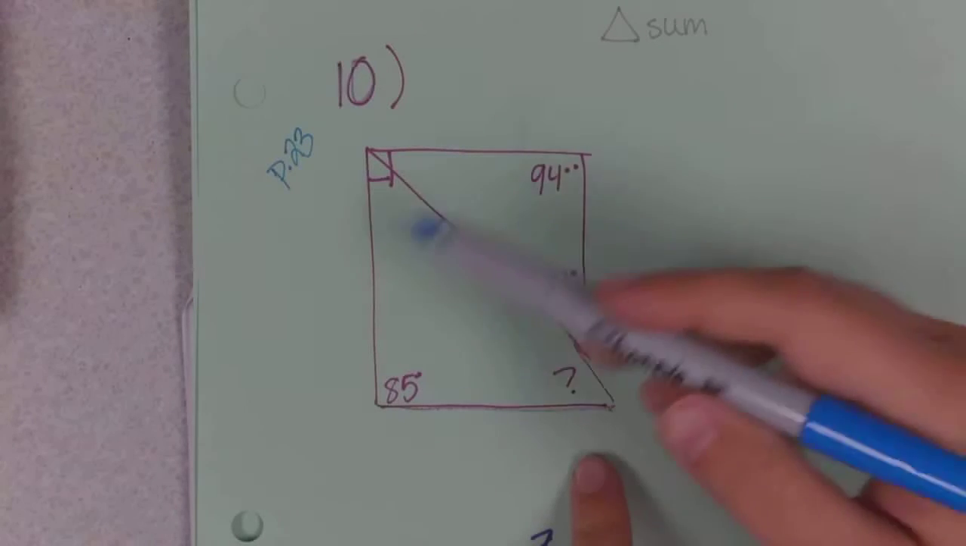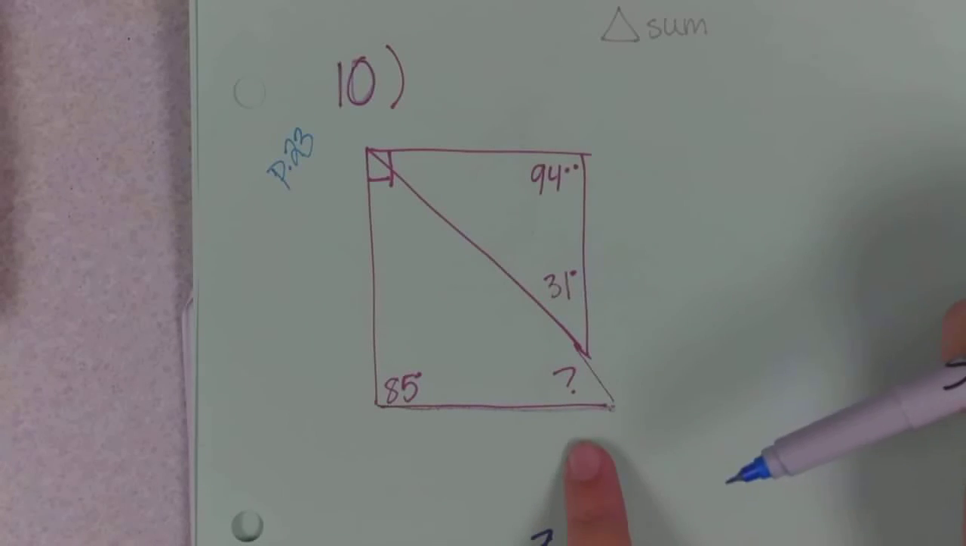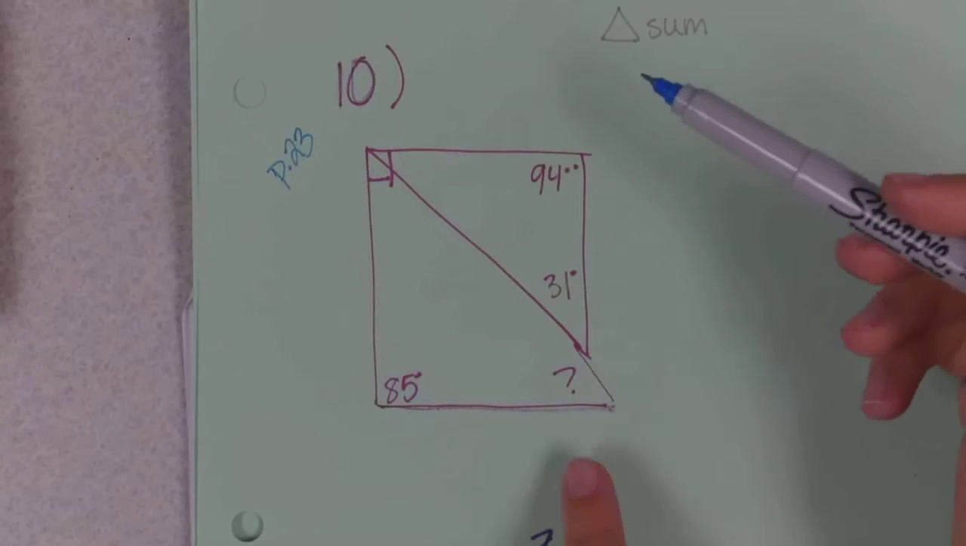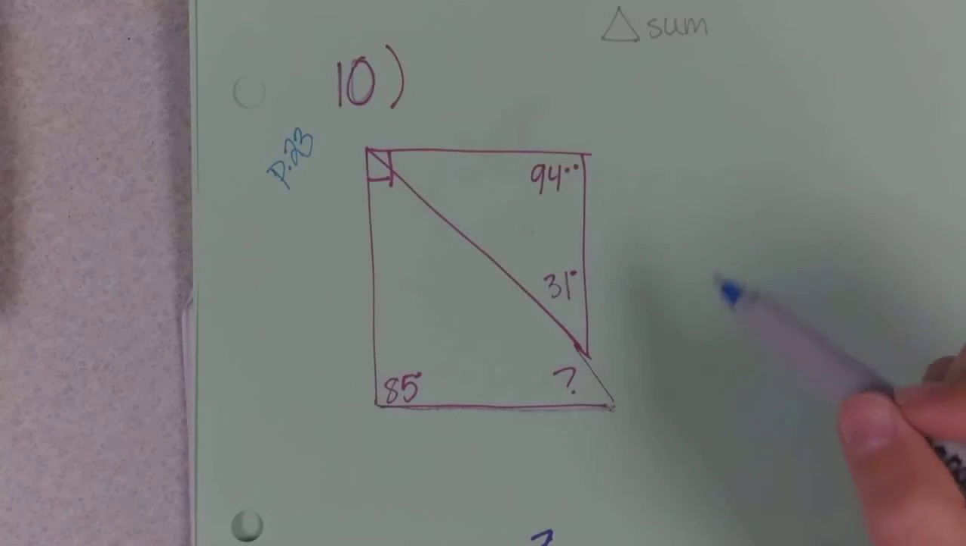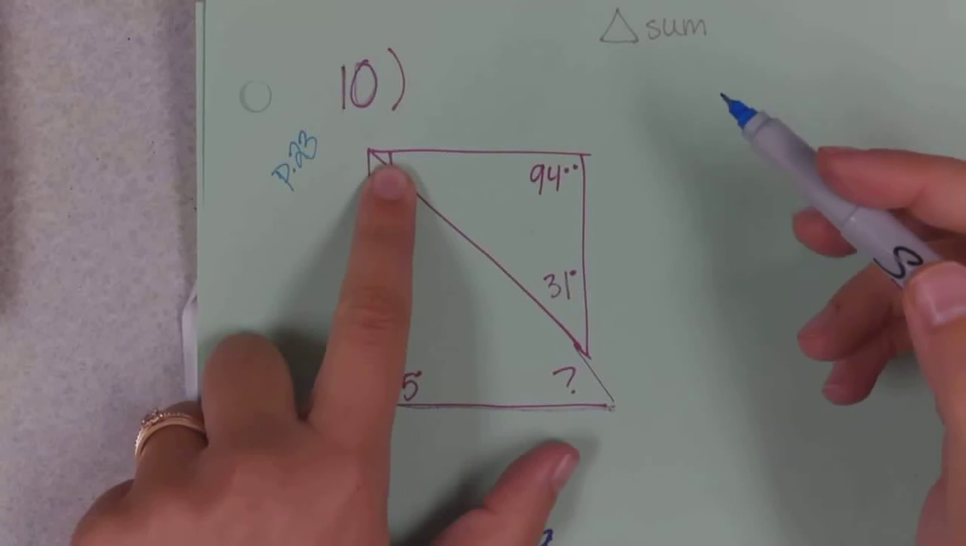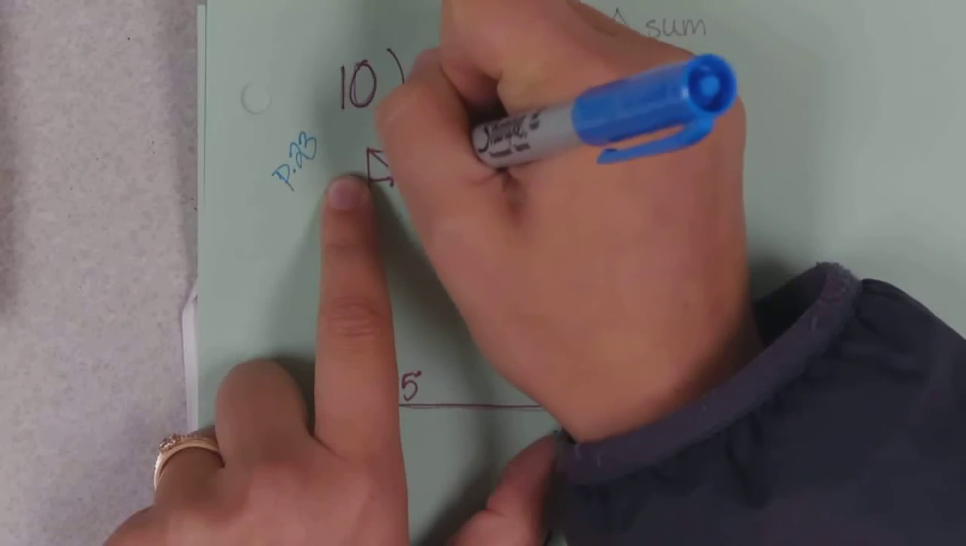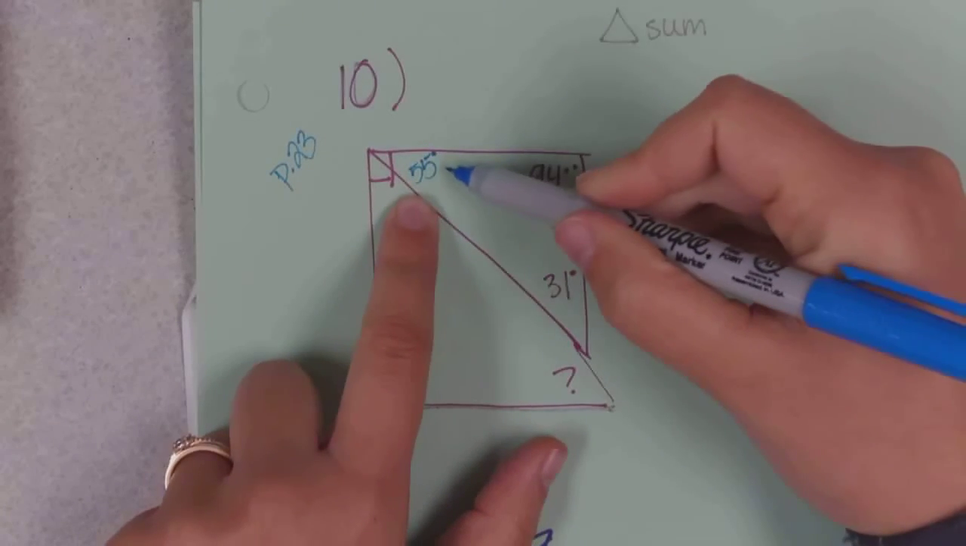So this is the information we're given. We have this diagram. We have these four angles actually, and we're trying to solve for the question mark. The first thing you've got to remember is that there's 180 degrees in a triangle. So that's going to help us find this angle here. So 180 minus 94 minus 31 leaves us with 55. So that goes in there.